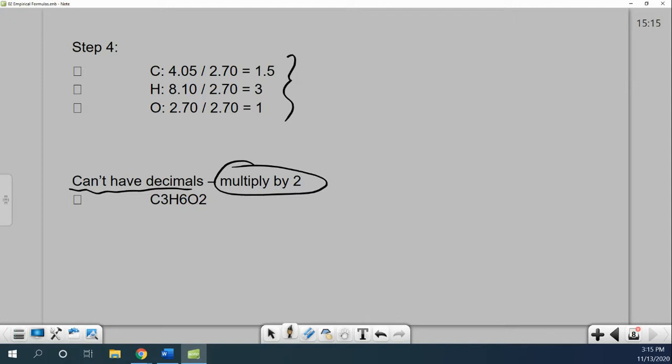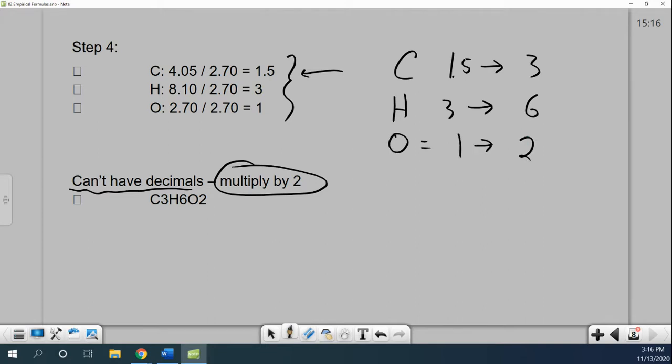It's similar to when we're balancing, right? If you're balancing and something's just not working out, how do you get rid of it when you're stuck with it? I change one and the other changes. Whenever you get stuck on balancing, you double it. Whenever you have a decimal here, you double it. Multiply it by 2. So our carbon goes from 1.5 to 3. Our hydrogen goes from 3 to 6. Our oxygen goes from 1 to 2. And so our empirical formula becomes carbon 3, hydrogen 6, oxygen 2.